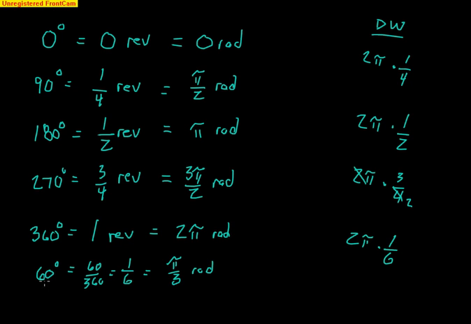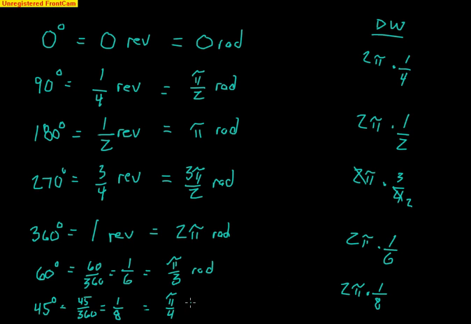We could do this with 45 degrees as well. 45 degrees is how much of a circle? Well, it's 45 out of 360. That's the fraction, right? And 45 out of 360 is 1/8 of a circle. So I have to think 2 pi is a full circle. I need 1/8 of that. So that would be pi over 4 radians.